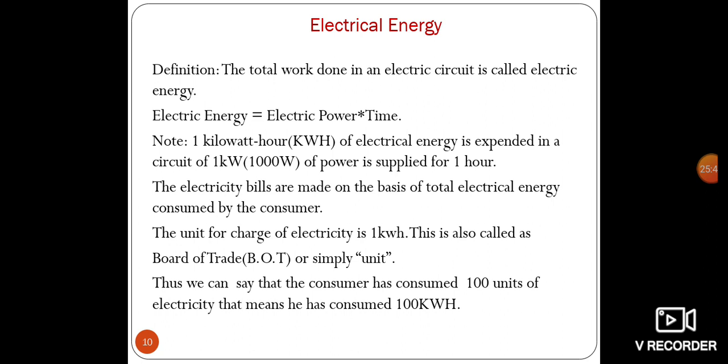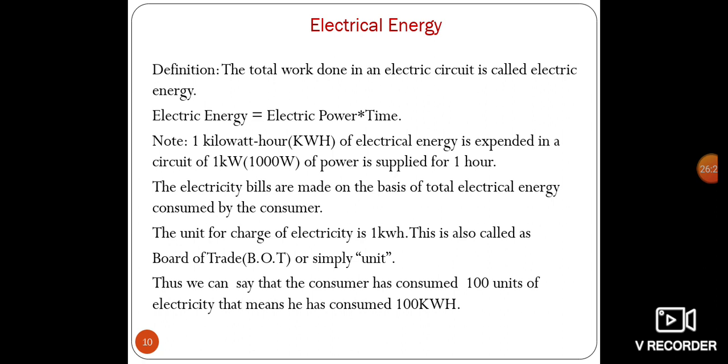So the electricity bills are given based on the total electrical energy consumed by the consumer, and that is defined in kilowatt hour. The unit for charge of electricity is 1 kilowatt hour. This is also called Board of Trade unit, BOT, or simply a unit. So when we say there is 1 unit of power consumed, it means that 1 kilowatt hour of electrical energy is consumed by the consumer.